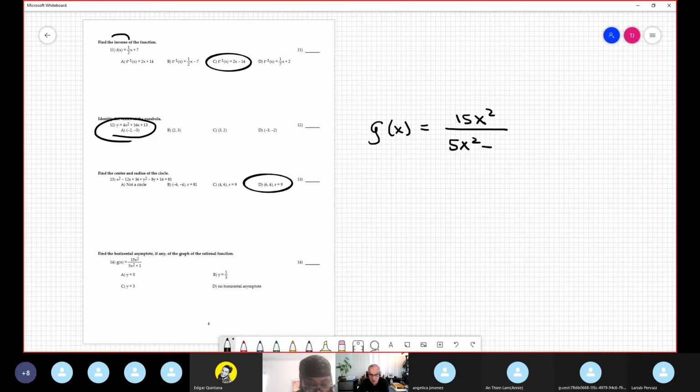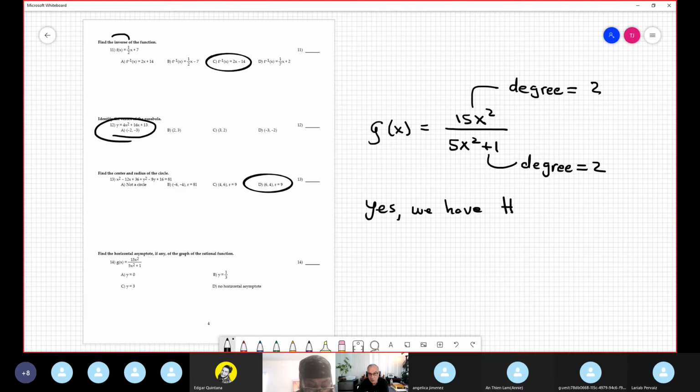So remember, to find the horizontal asymptote, you make the analysis of the degree. Degree of the polynomial, which is a monomial, is 2. And the degree of the denominator is 2. So when the degree is the same, we have a horizontal asymptote at what value? At y equal the division of the leading coefficients, which is 15 and 5. And 15 divided by 5 is 3, no? Boom, final answer. Option C.